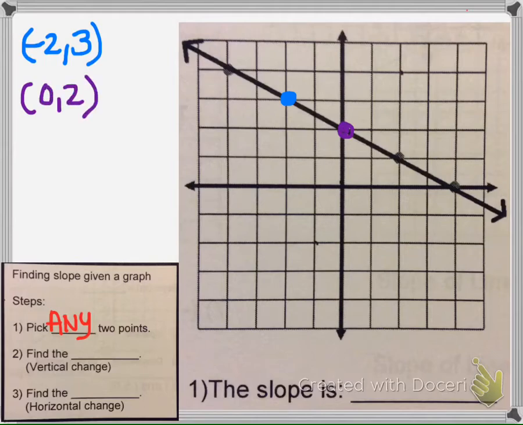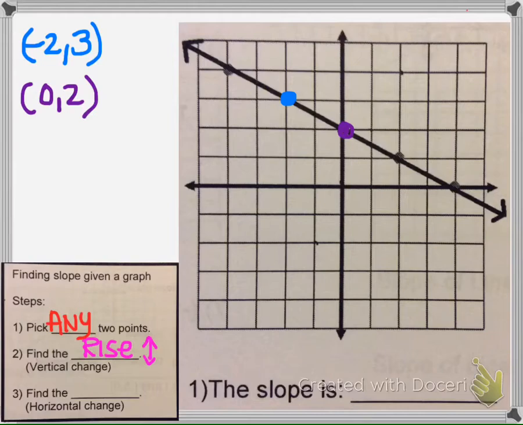Okay. So then step 2 is we're going to find the rise. So remember the rise, if I get up and I rise up, that's my vertical movement. So I always start with the point that's below. So this purple point is below this blue point here.